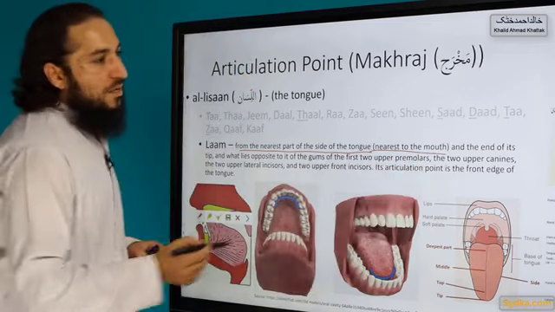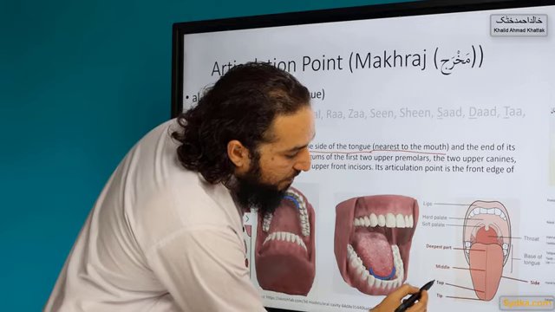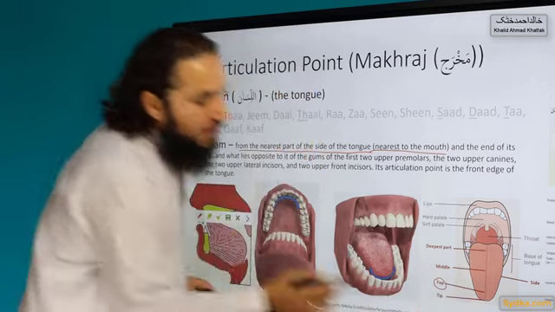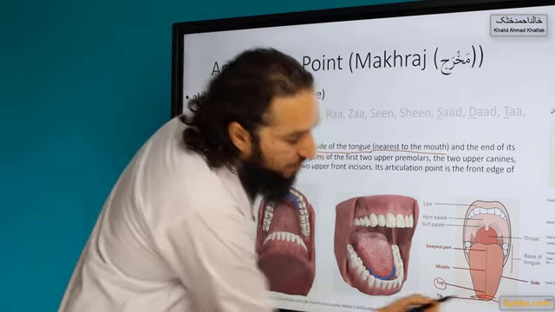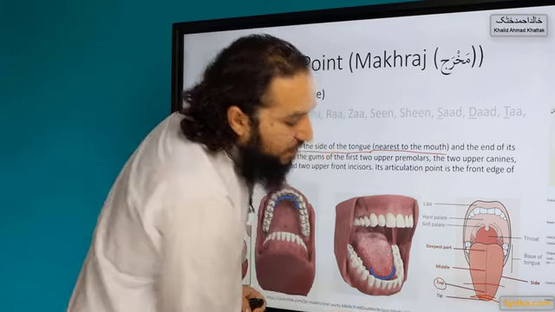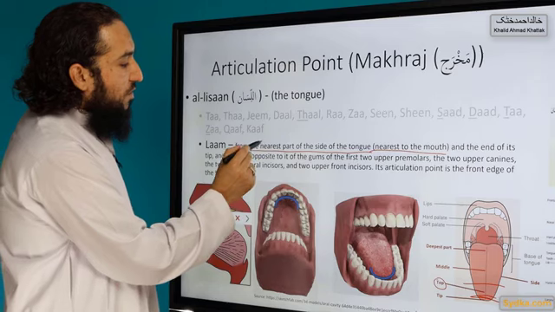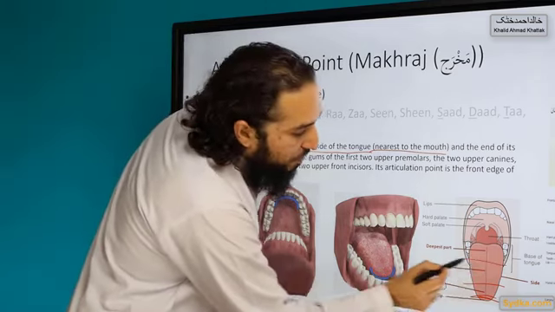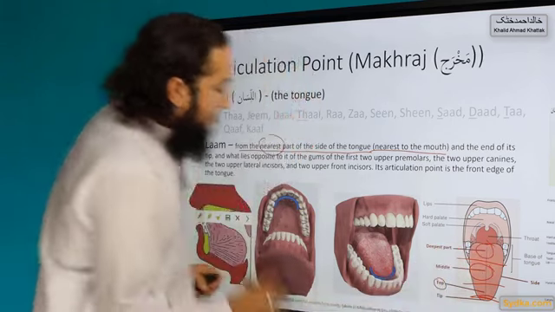Okay, the second part is the top, which is called the nearest part as well. So again we divide the tongue into a few parts. The first part would be the tip of the tongue, and then we have the top of the tongue, or the nearest part as well. And then the other one would be the middle of the tongue, and this is the deepest part of the tongue.